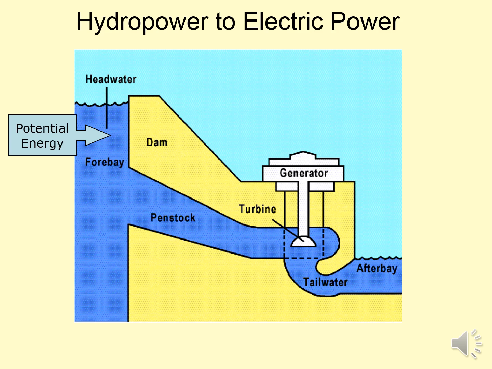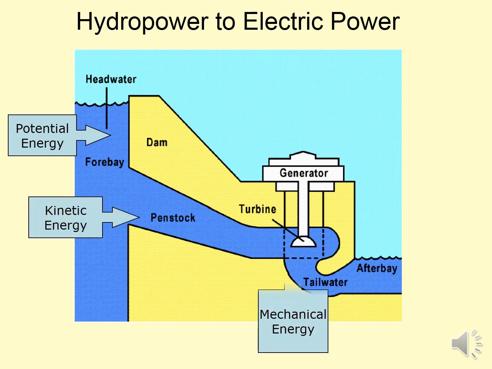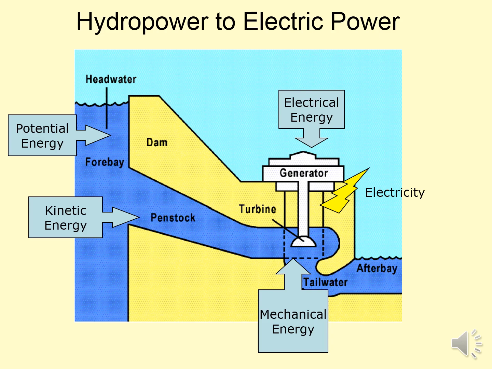So one by one you can see. As it enters the penstock, it converts to kinetic energy. Kinetic energy is converted to mechanical energy. Mechanical energy is converted to electrical energy. So this is the flow of energy in the hydroelectric power plant. So finally it is converted into electricity.